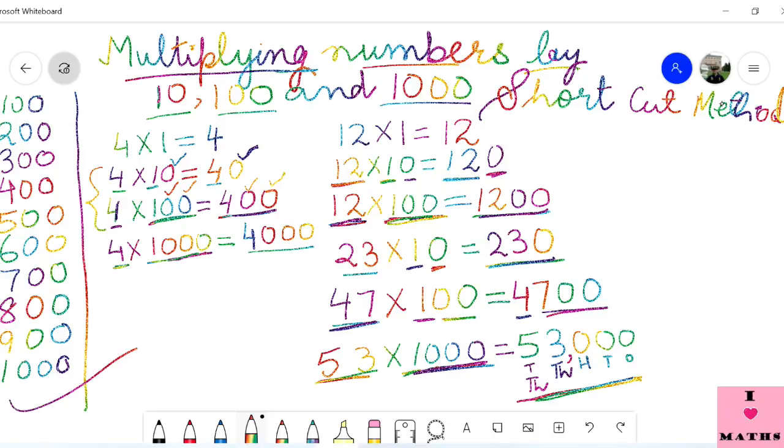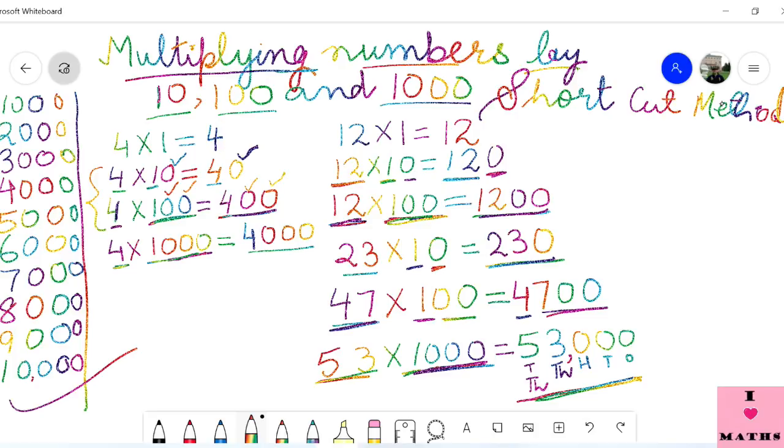So the table of 1000 is very easy, beta. You just put a 0 at the back of the table of 100 and you will get the table of 1000. Okay, let us see. 1000 ones are 1000, 1000 twos are 2000, 1000 threes are 3000, 1000 fours are 4000, 1000 fives are 5000, 1000 sixes are 6000, 1000 sevens are 7000, 1000 eights are 8000, 1000 nines are 9000 and 1000 tens are 10,000.